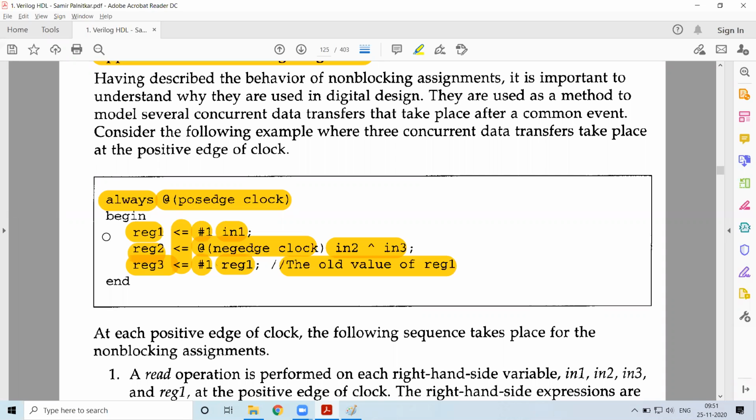For example, if reg1 was previously 0, and the new value of in1 is 1, in1 is 1, in2 has its value, in3 has its value, and reg1's old value is 0. After one time unit, this gets assigned, and 0 goes and sits here. It is not the value of 1 which goes and sits in reg3. It will be 0 which will be updated. That is, it will be using the old value. It will not be using the new value.